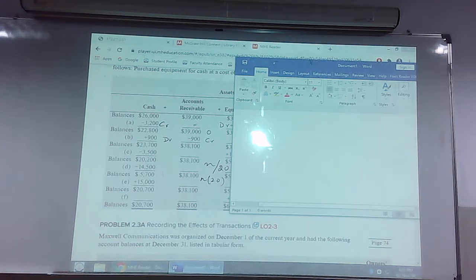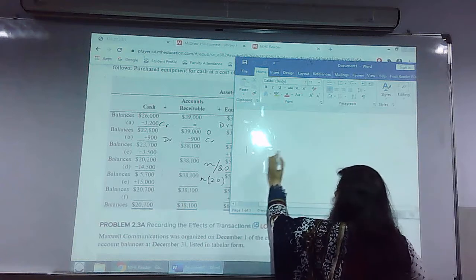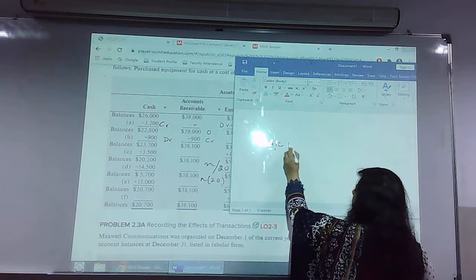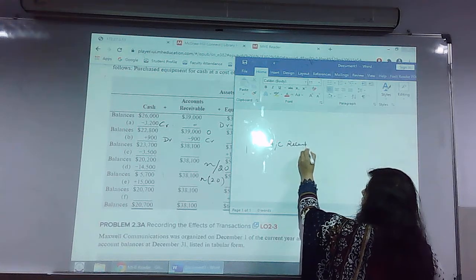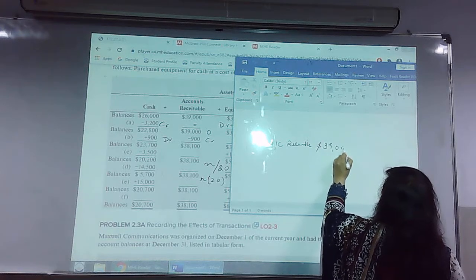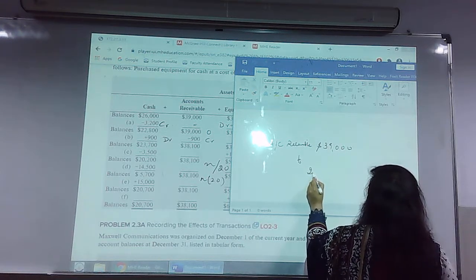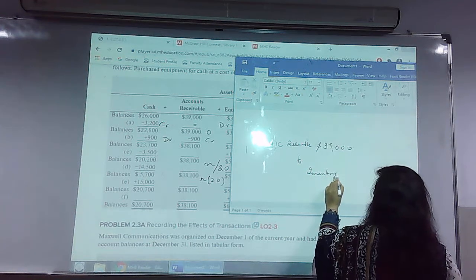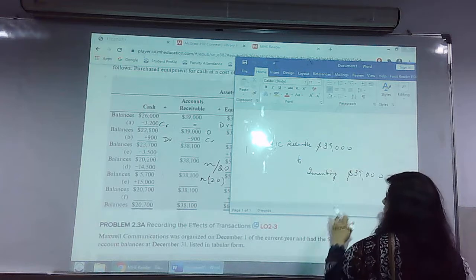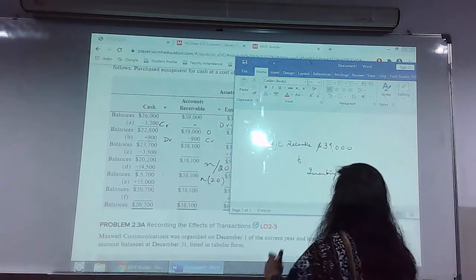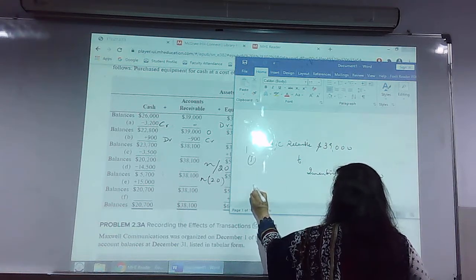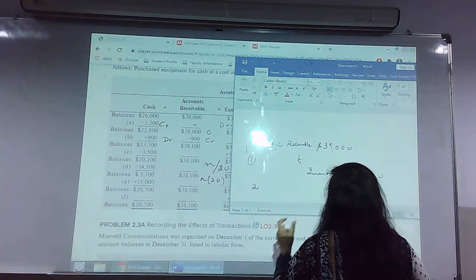So I'll just explain to you now. Initially, accounts receivable was created, maybe for $39,000, for whatever inventory that you had. Now assuming this is inventory, it could be anything, it could be services rendered. Now the second part is that this was partially settled.